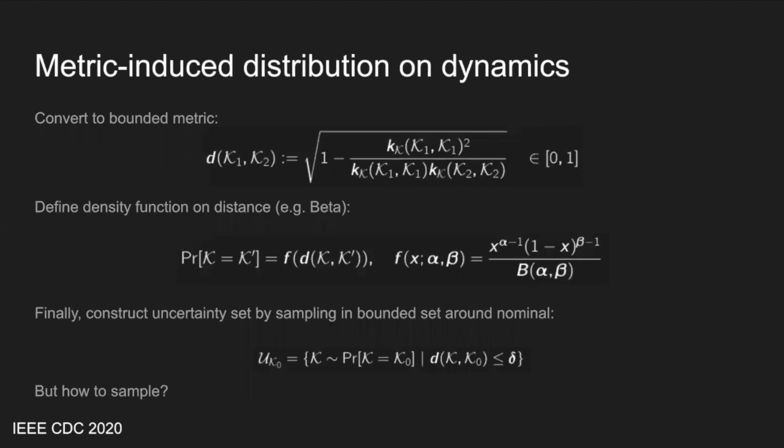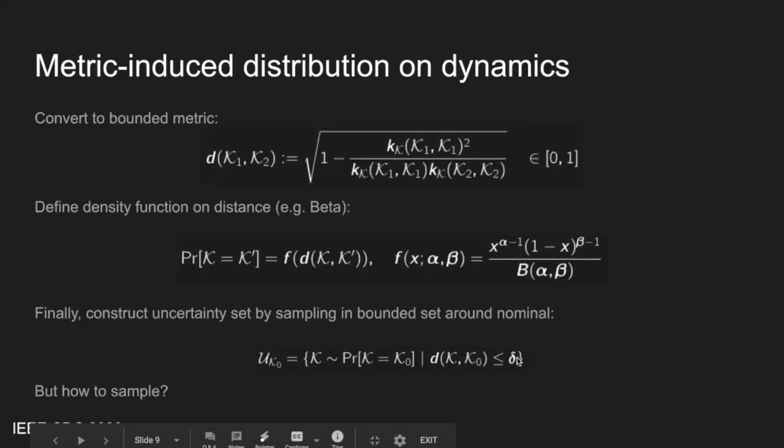We will convert this unbounded kernel to a bounded metric using standard cosine similarity, and we will then define a density function on distance as follows. We simply choose some density function with bounded support, such as the beta distribution, and now we can just define our uncertainty set in a probabilistic sense by sampling transfer operators K from this density function, which is centered at the nominal transfer operator, subject to some constraints on the distance.